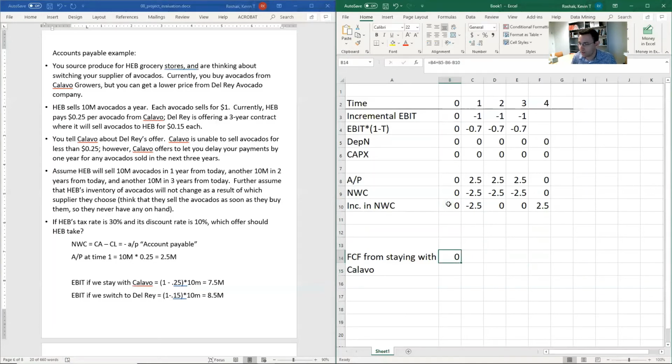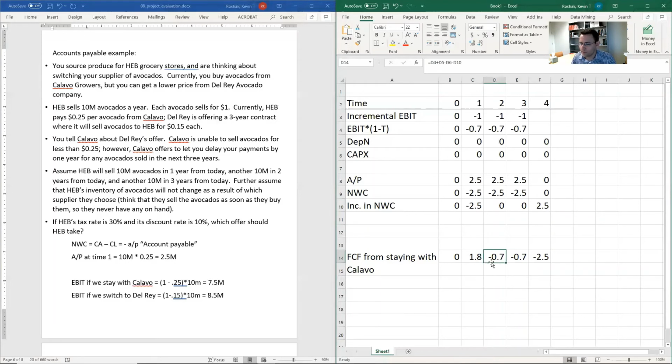Nothing happens at time 0, that's good. Fill that over for 4 years. At time 1, we actually get a positive cash flow here. We're paying more for the avocados, which should lower our cash flow, but because we were able to delay the payment by a year, we get a positive cash flow of 1.8 here.